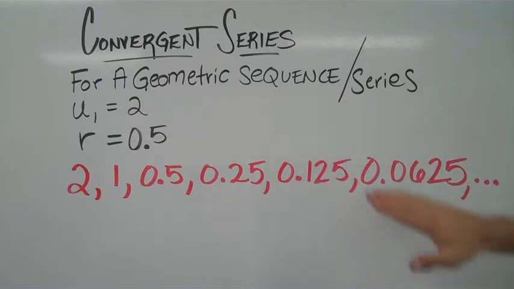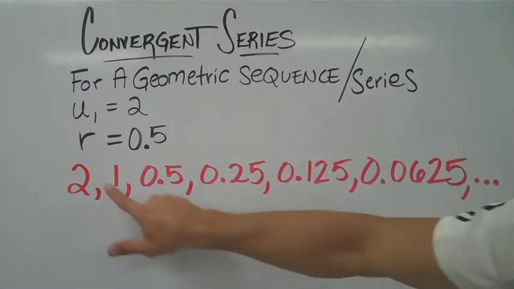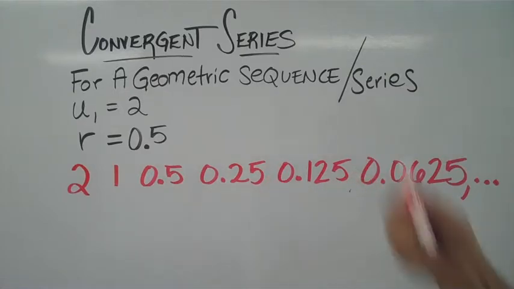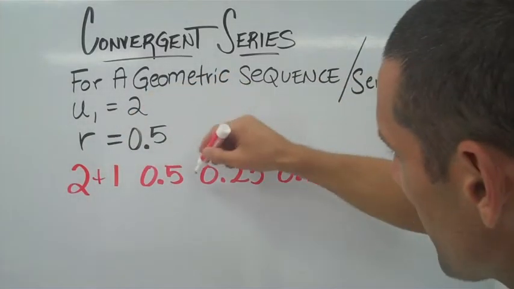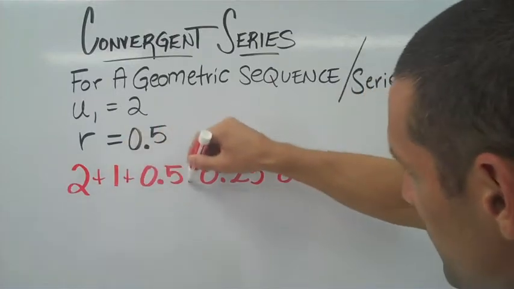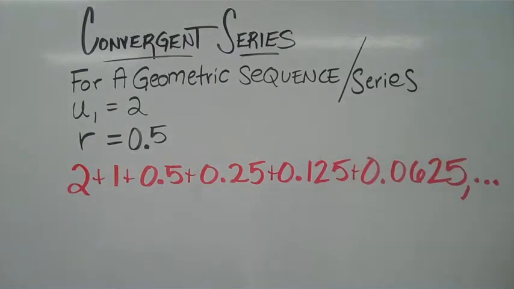Well, what happens when I take this sequence and make it into a series, and instead of having these commas here, I change them to plus signs? So I'm adding that to that, to that, to that. I hope you can see that we're going to get a finite sum, or our sum is going toward some finite number.